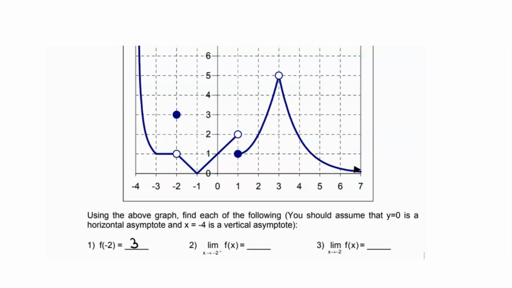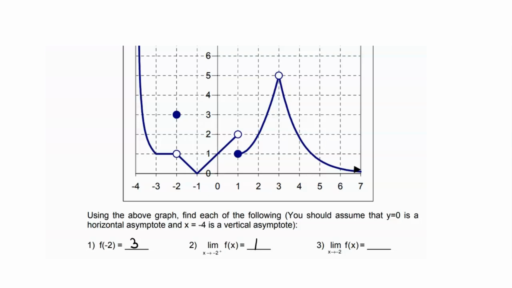And then the second problem, we want the limit of f of x as x approaches -2 from the plus side, which means from the right. So when we have a problem like this, we're going to find x equals -2, and then find the piece of the graph to the right of -2. So we're going to start with that piece with the negative slope, and we're going to follow that up until -2. And we can see that it stops at 1 and there's a hole there. Well, even though there's a hole there, we can still have a limit. So the limit here in this case is 1.